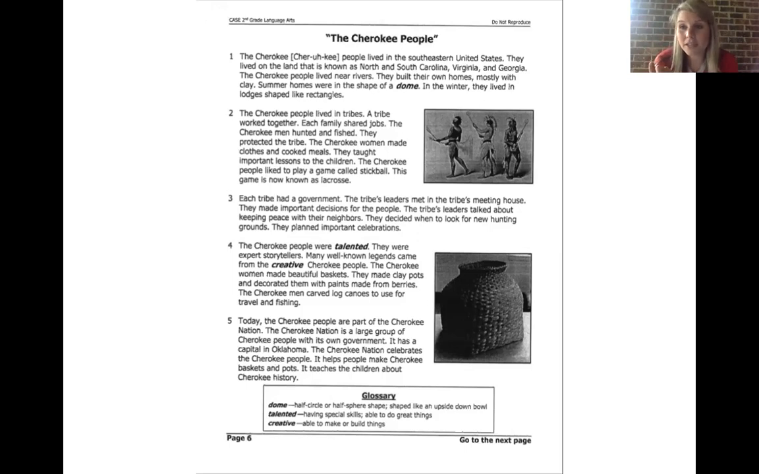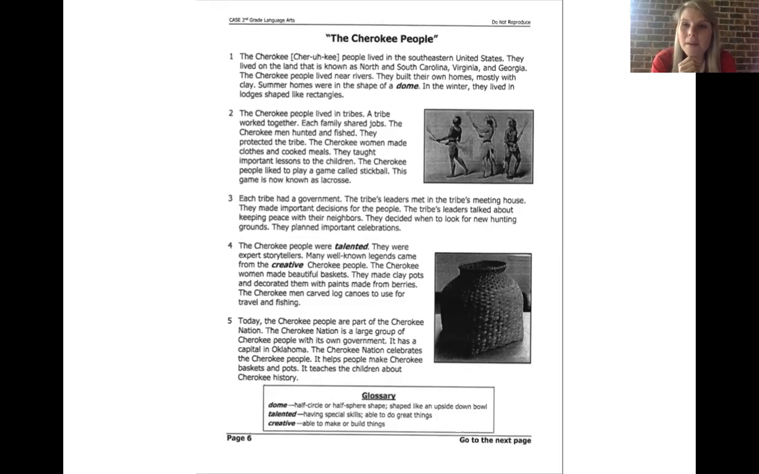Now, another thing good readers do is they make connections between this new text that they've read and text they've already read before. I see a lot of things as I was reading this that reminded me of the Groundhog Day passage we read last week. I see bold print words just like that. I see in paragraph 1, there's the pronunciation for Cherokee in those brackets, just like Punxsutawney Phil. We had that last week.